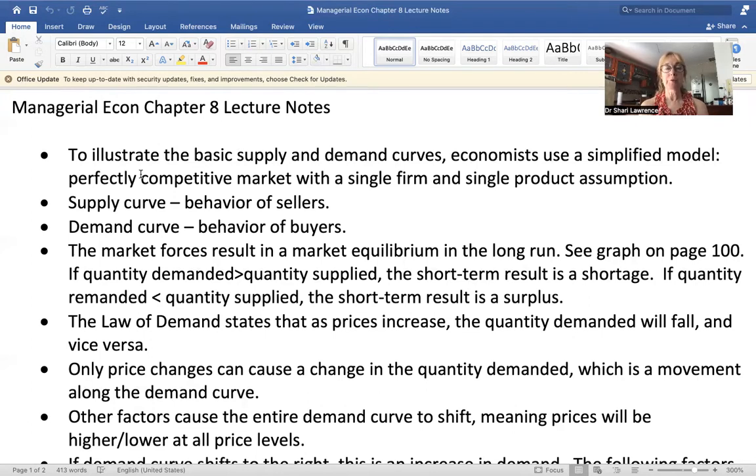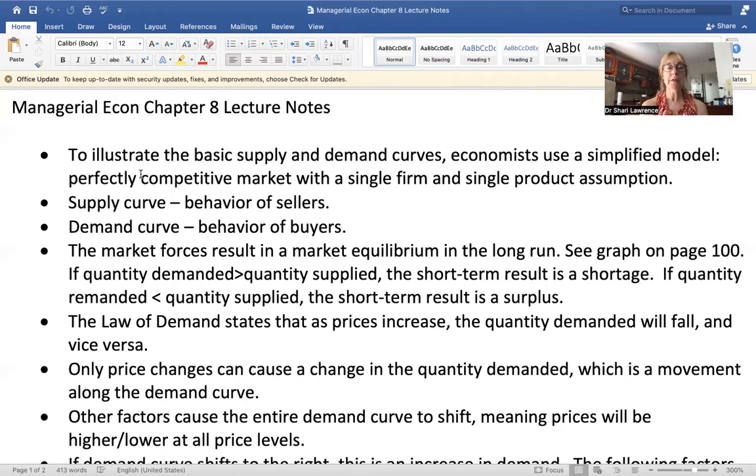Assuming that all gas is equal, that they don't have additives in it to make it better, just assume all this gas is identical. If someone lowers their price from $4 to $3.95, everyone's going to go to the gas station that charges $3.95. So in a perfectly competitive market, you have easy entry and exit, and companies cannot really set the price. The market sets the price.